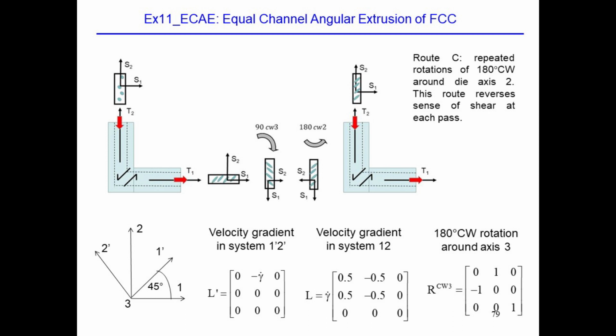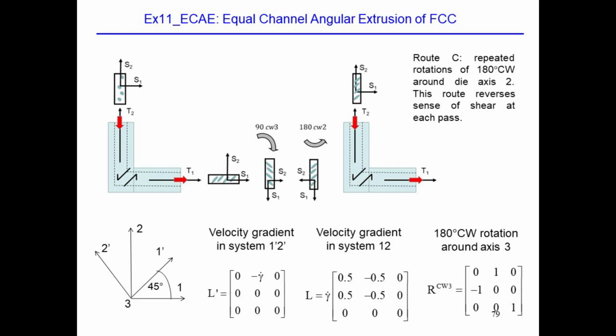And in that system, it looks something like that. Okay, the 180 degrees clockwise rotation around the axis 3 is this matrix. So you multiply the velocity gradient, the deformation gradient, and the grain orientation by this matrix in order to give it the new orientation with respect to the old sample axis. That is going to be done as an operation when you run the code.